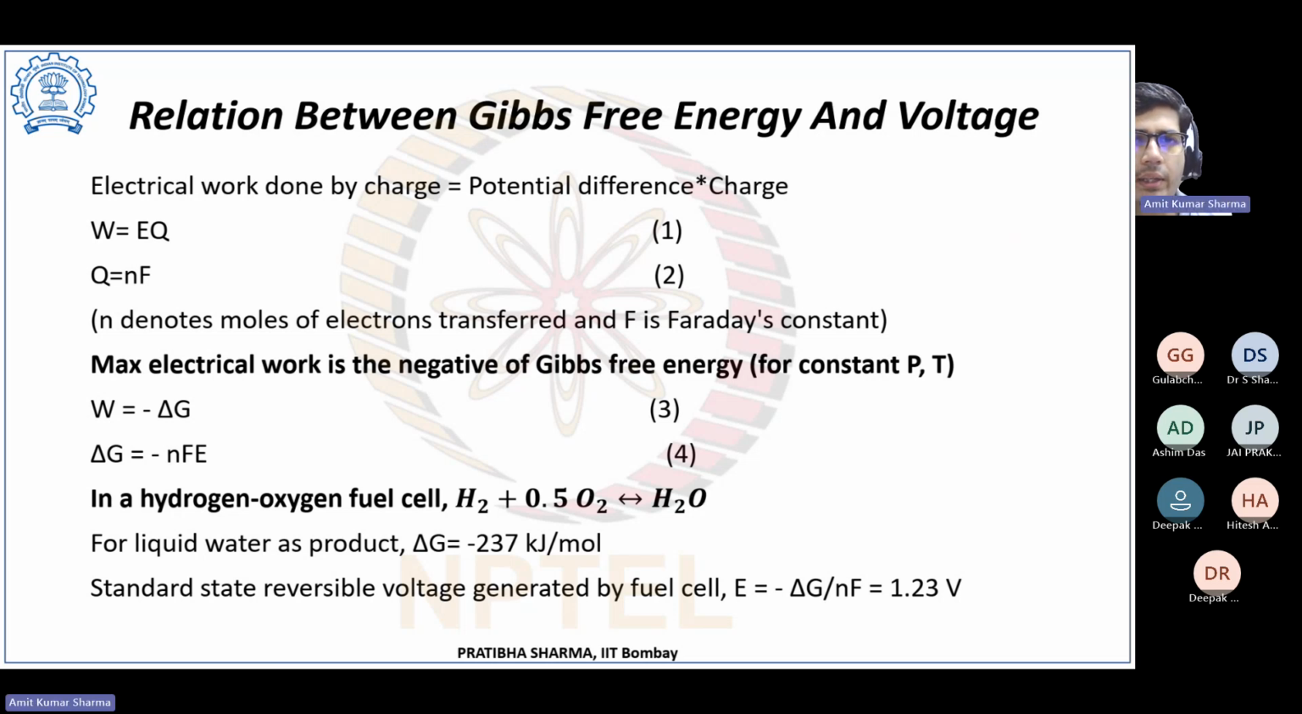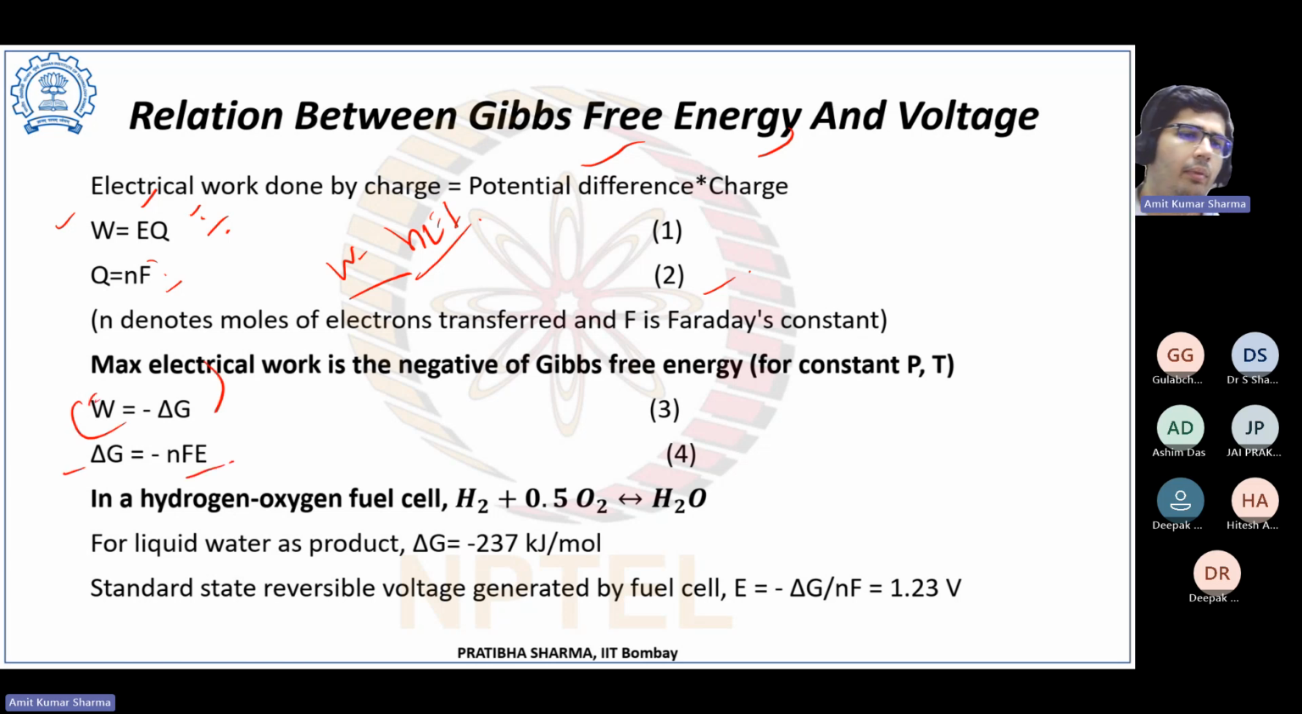Now the relation between Gibbs free energy and voltage. Electrical work done by a charge equals the potential difference multiplied by the charge. So W equals E times Q, and we know the charge is N multiplied by F, where N denotes the moles of electrons transferred and F is Faraday's constant. So W equals NEF. The maximum electrical work is the negative of the Gibbs free energy for constant pressure and temperature. So W is minus delta G, so the Gibbs free energy is minus NFE.